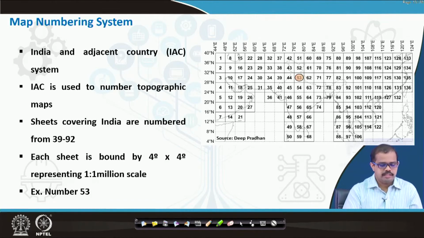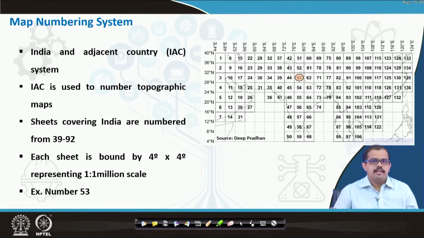So each sheet is bounded. For example, if I have 1 million units on the ground and I want to see a very coarse map, if I just want to look at the administrative divisions of different states, then a 1 to 1 million map is a very good extent.